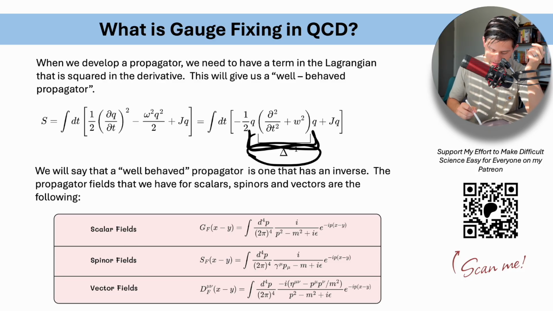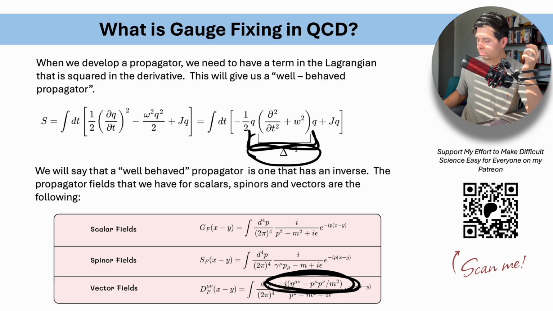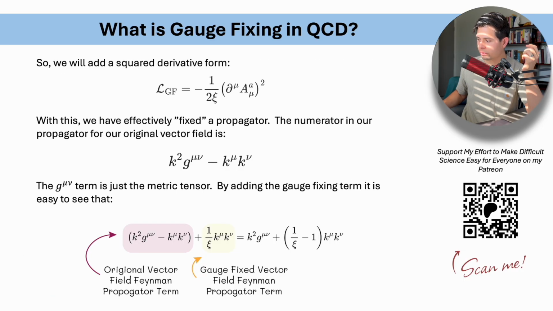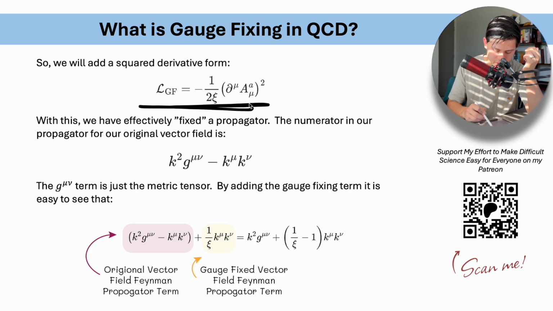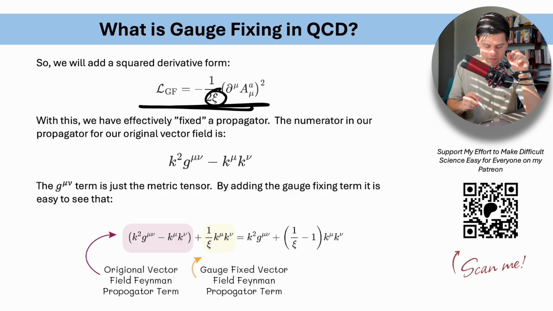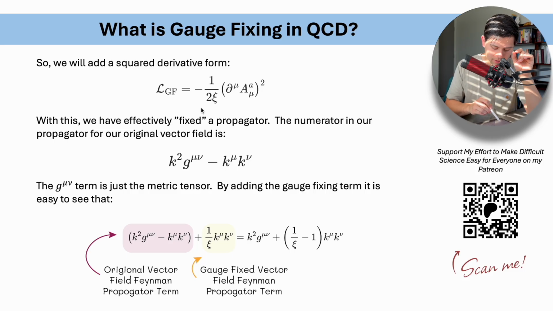And because gluons are described as vectors, we're going to take a look at this term right here, okay? So let's go ahead and do that. So our squared derivative term is our gauge fixing term. That's this thing right here, okay? And we have this chi right here. That's important, but let's ignore that really quick. So here is our, I'll make my pointer a little bit bigger here.